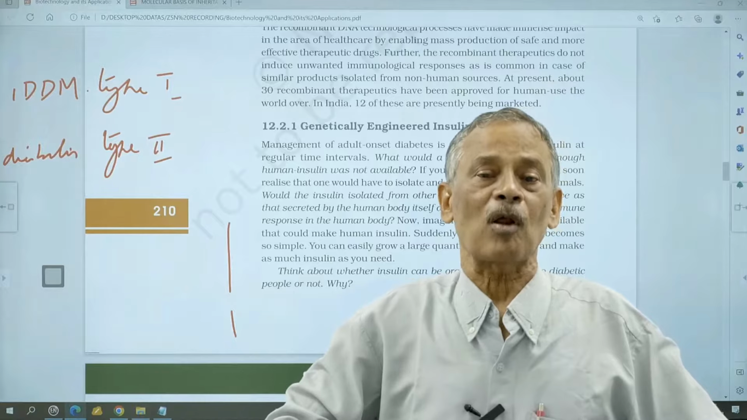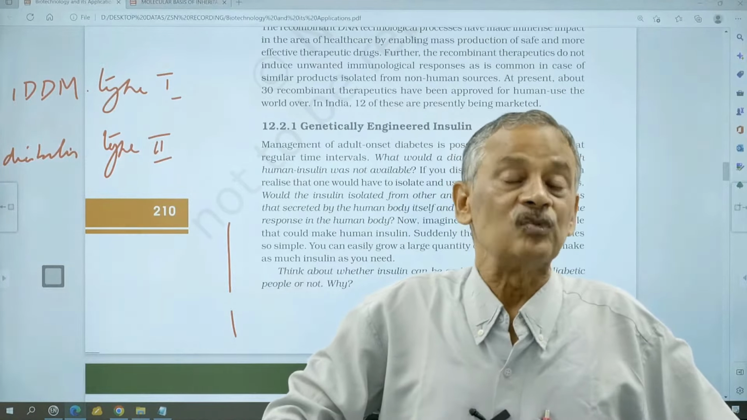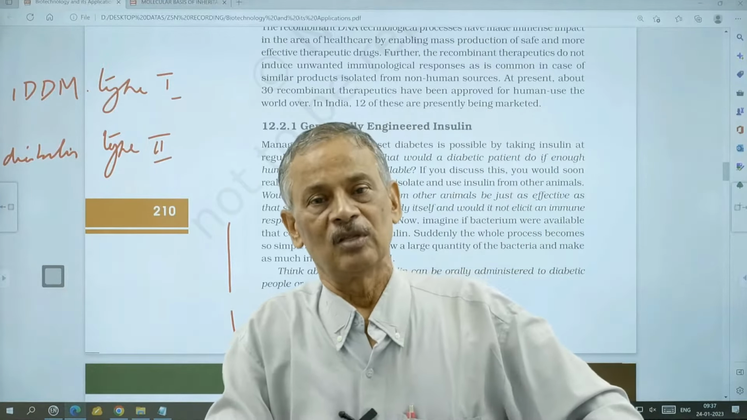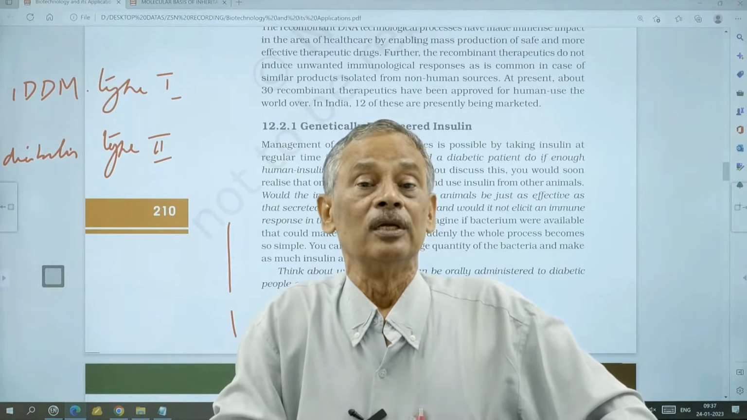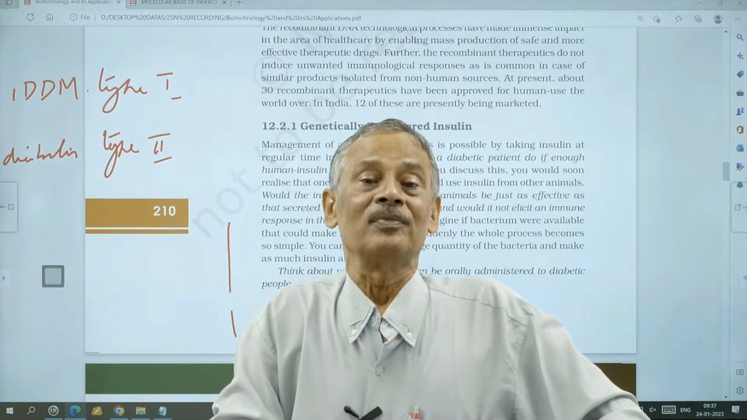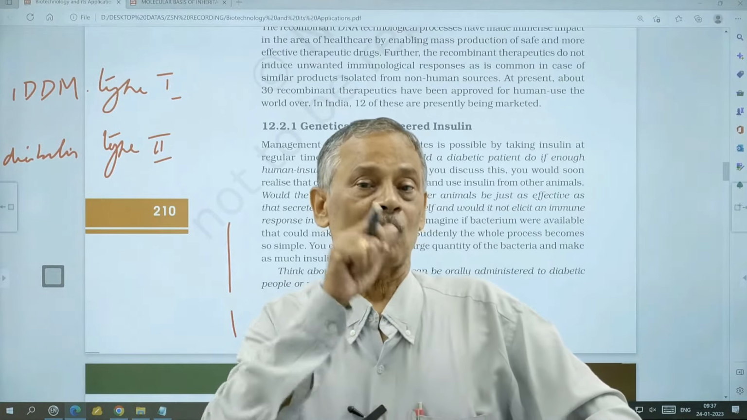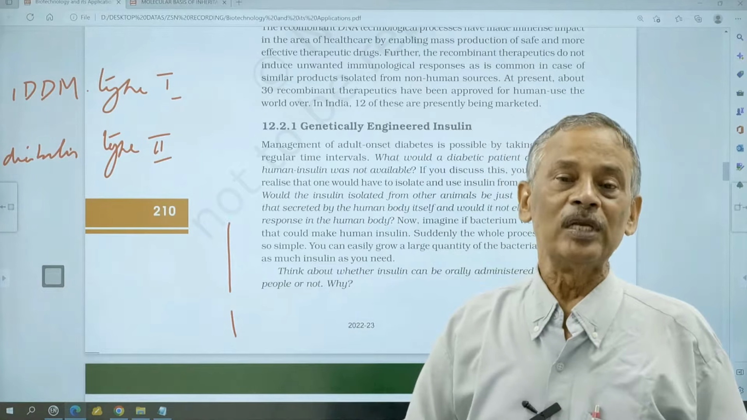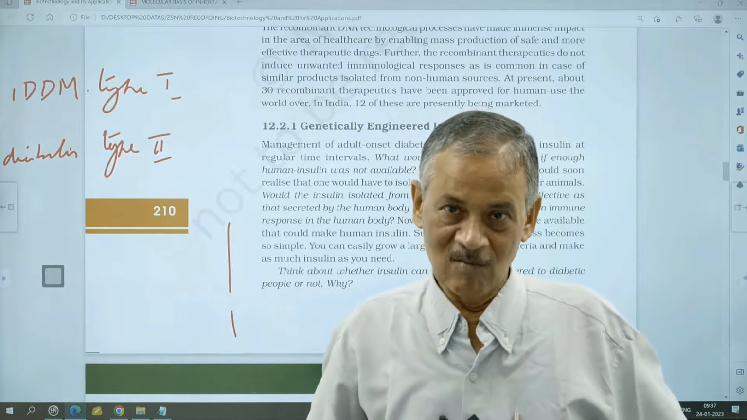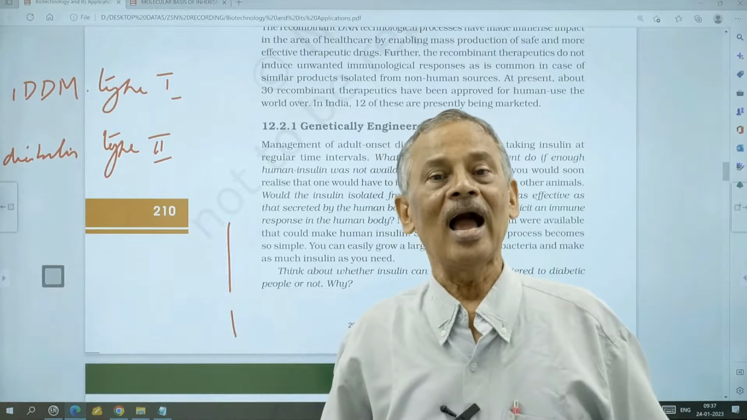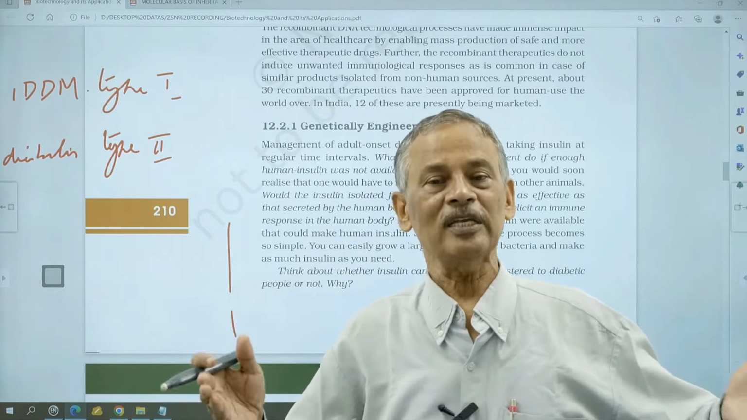So these were the problems when we were all using the insulin taken from other animals. So we were thinking, why not give that insulin gene to bacterium and make them produce insulin for us? Then there's a problem. Our insulin is produced by a very long gene, and it is having different parts.